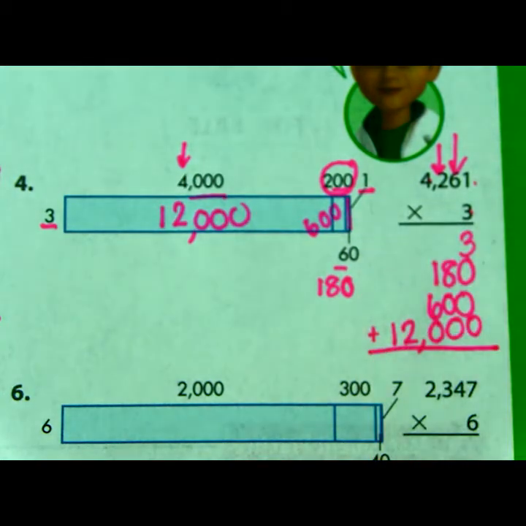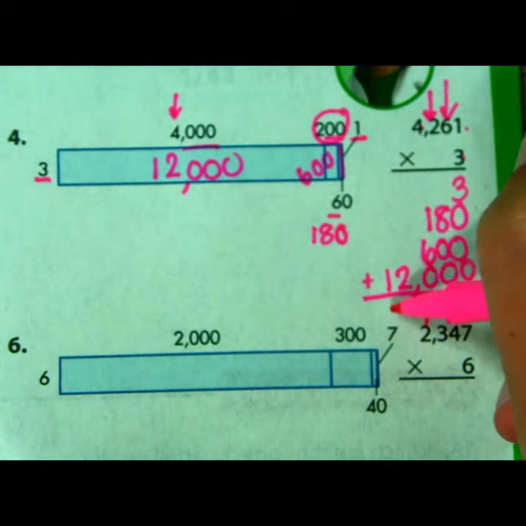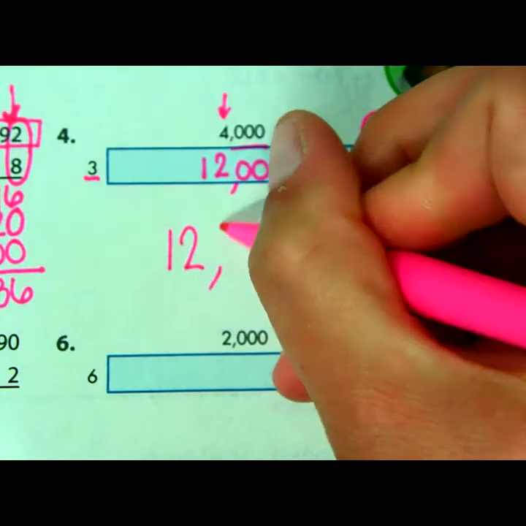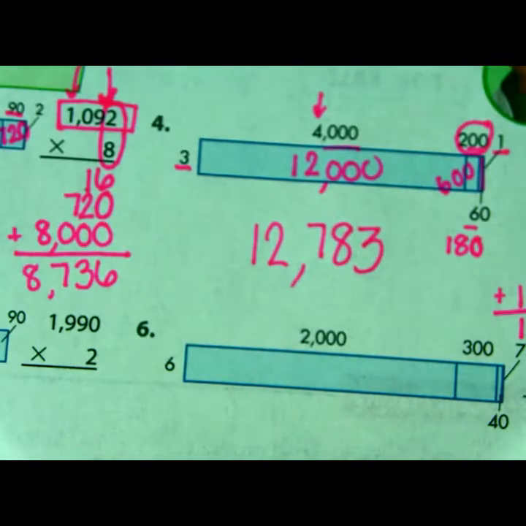And I can add my partial products together. When I do that, 3 plus 0 plus 0 plus 0 is 3. 8 plus 0 plus 0 is 8. 6 plus 1 is 7. And then my 12 stays the same. I have a product of 12,783.